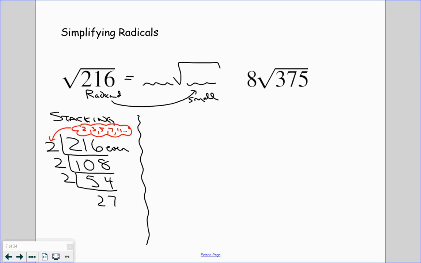27 is not even. So what is my next prime that goes into 27? 3 goes in 9 times, and then 3 goes in 3. Once you're finished with a prime number, you know your stack is done.